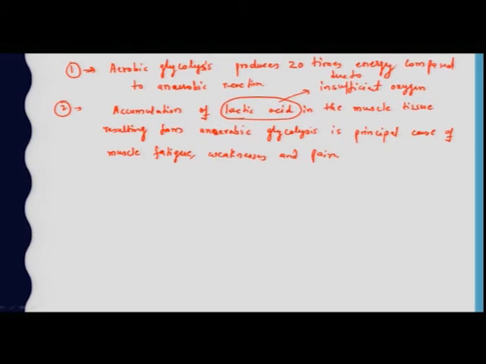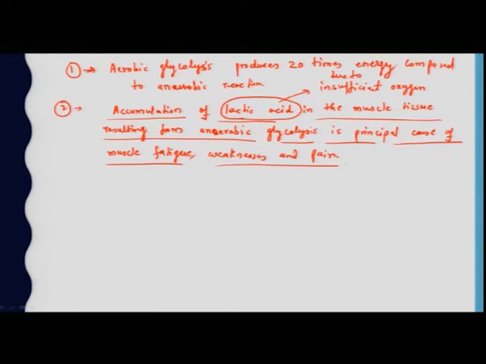So basically the accumulation of lactic acid in the muscle tissue resulting from anaerobic glycolysis is the principal cause of muscle fatigue, weakness and pain. These conditions ultimately limit the amount of activity that a muscle can continue to perform.